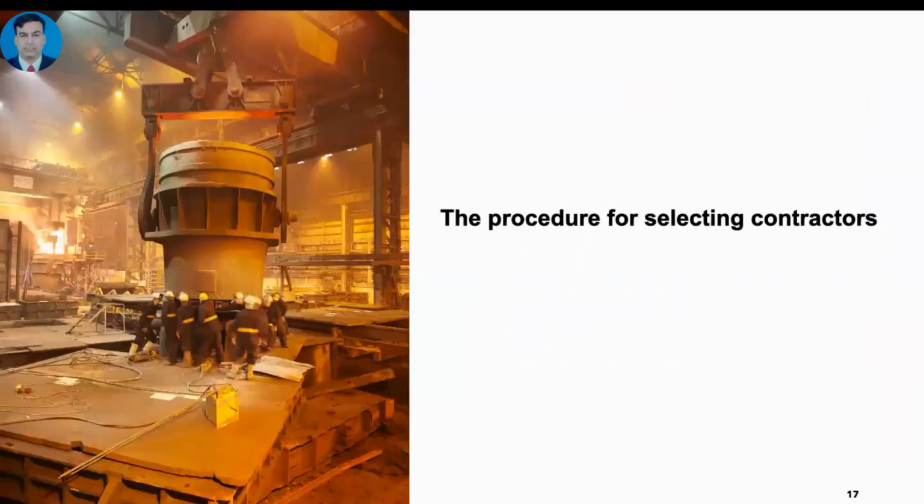Now, we discuss the procedure for selecting contractors, that is, how the selection is made at the premises of any client when you engage with some contractors. So there is a stepwise procedure. Number one step is identify the need. Determine the specific work or services that require a contractor. Clearly define the scope of the work, project requirements, and any specific qualifications or certification needed.